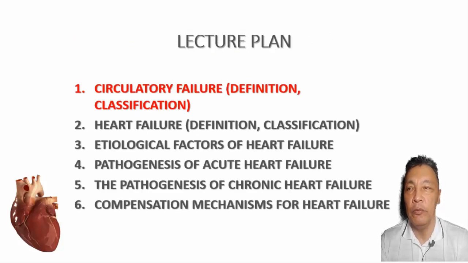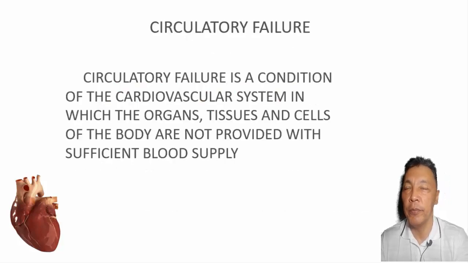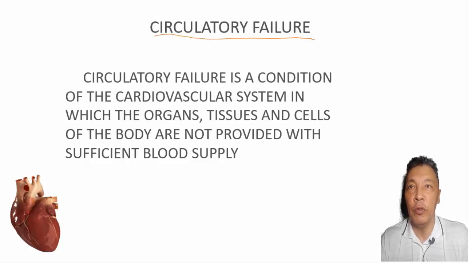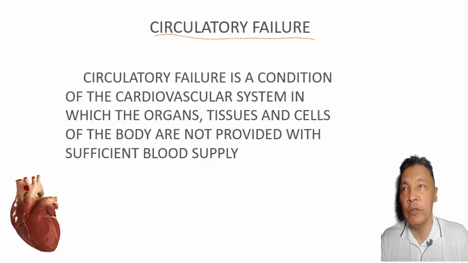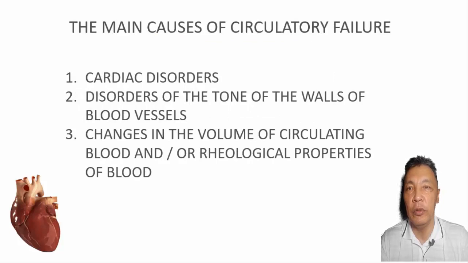Next point of the lecture plan: circulatory failure, definition and classification. Circulatory failure is a condition of the cardiovascular system in which the organs, tissues, and cells of the body are not provided with sufficient blood supply. In other words, circulatory failure is a pathological condition in which the cardiovascular system does not provide organs and tissues with the necessary amount of blood adequate to their level of functioning, with normal or increased venous return.